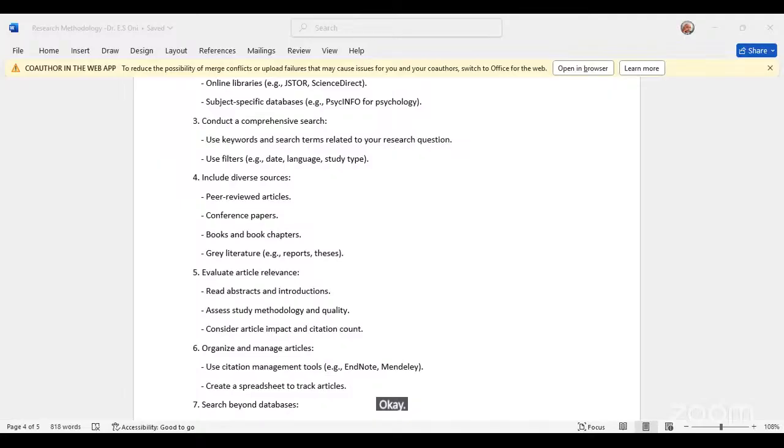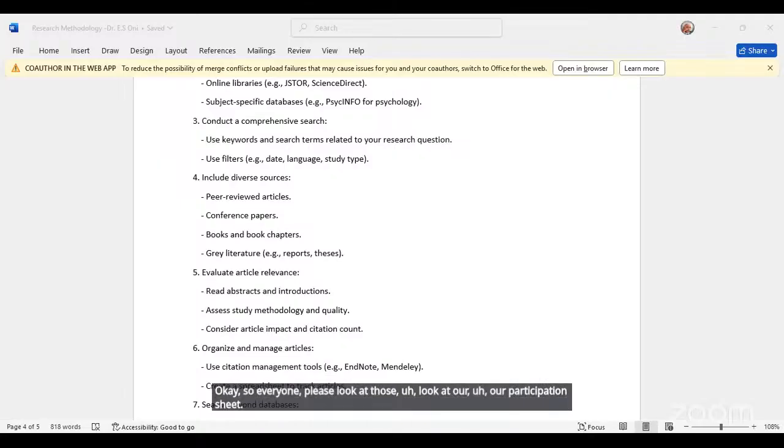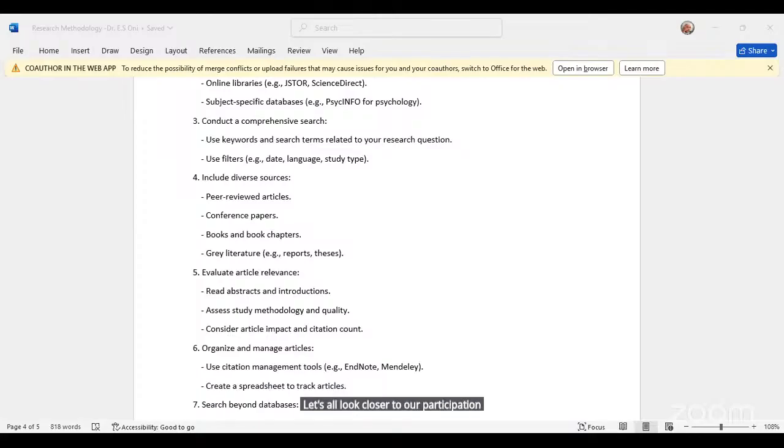So everybody, please look at that APA citation sheet. Let us look closely at the APA citation sheet. Everyone, please. Are you there? Yes, sir. We are there.